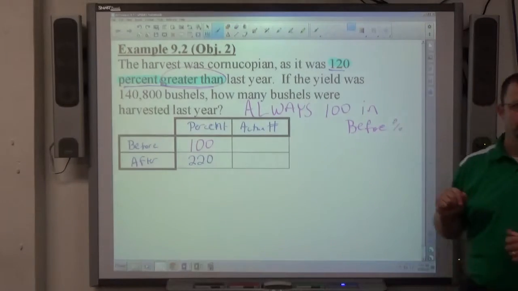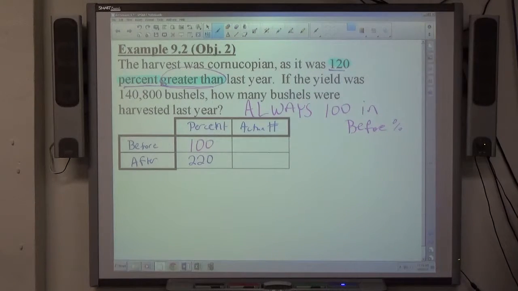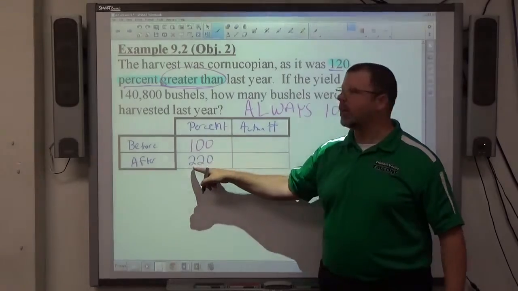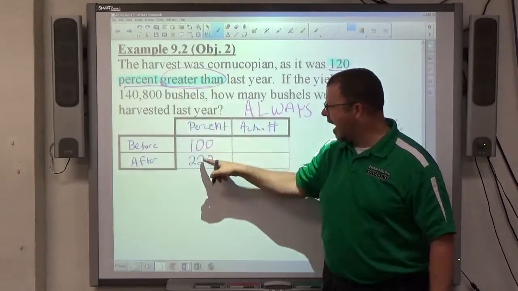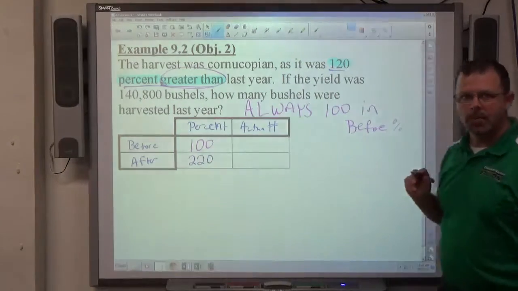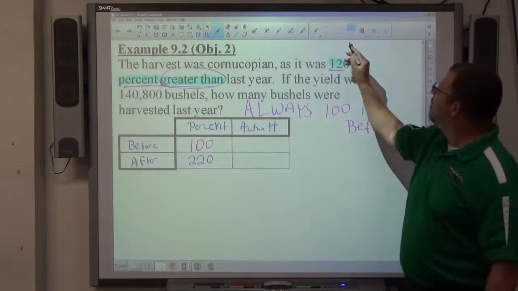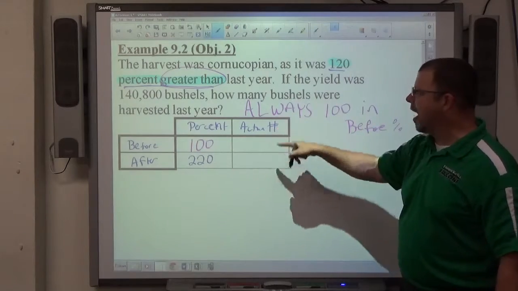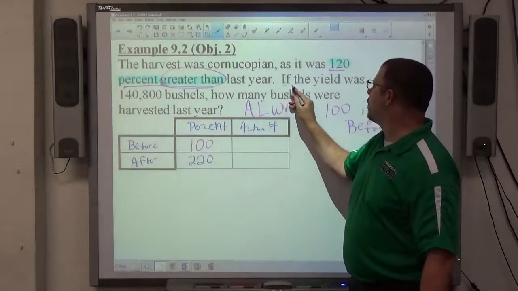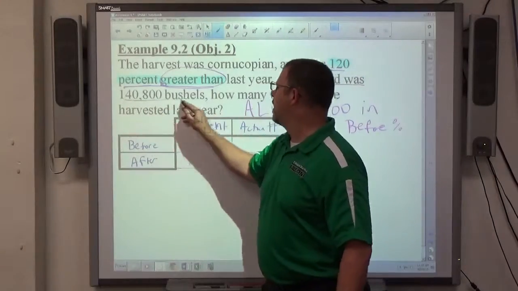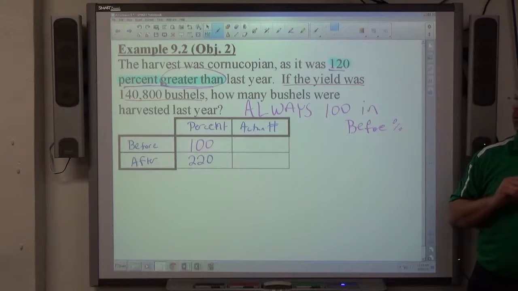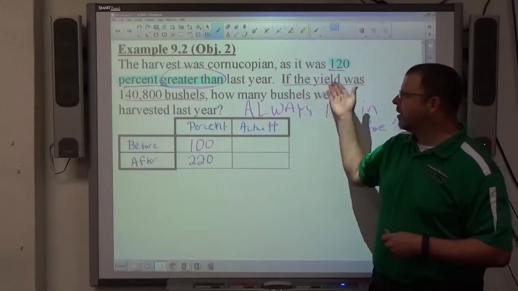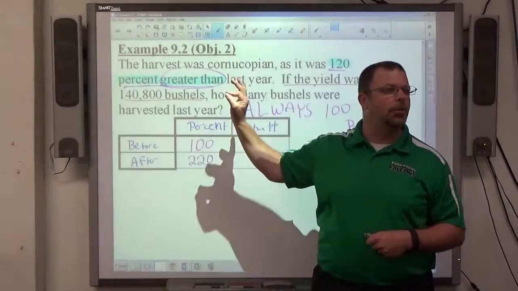All right? Once you get your percents figured out, and again, I see a lot of people put 120 there because they see a 120 there. 120% greater, add 120 to 100. All right? Once you get the percents figured out properly, then you need to figure out what goes in these other 2 boxes. It says the yield was 140,800 bushels. Any idea where that goes without reading anything else? After. But do we know that for sure it's after? Not really. I mean, maybe it's after, but I'm not completely 100% sure of that.